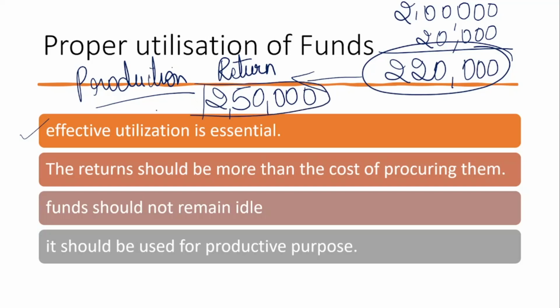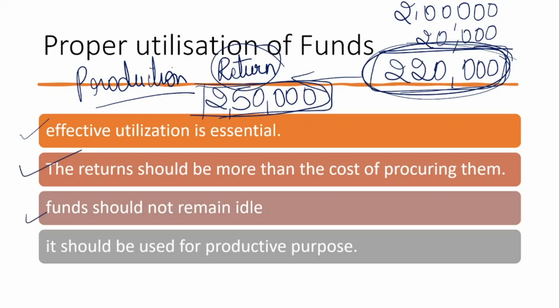So what happens? The returns are more than the cost of procuring. The cost of procuring here is 2 lakh 20,000, but the returns I've got are 2 lakh 50,000. So the returns are higher than the cost of procuring. That time I will even get profit. That should be the motive.